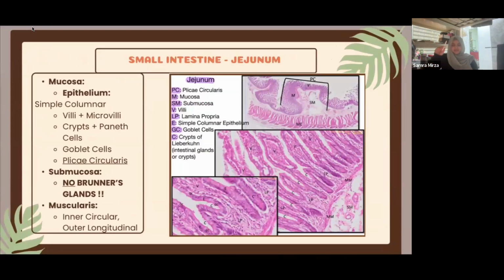For the jejunum, again, the submucosa has no Brunner's glands, and the muscularis is again inner circular and outer longitudinal. For both of these, the serosa is very simple. It's just the normal serosa, it contains the blood vessels, and so on and so forth. They very rarely ask about it, from what I remember.